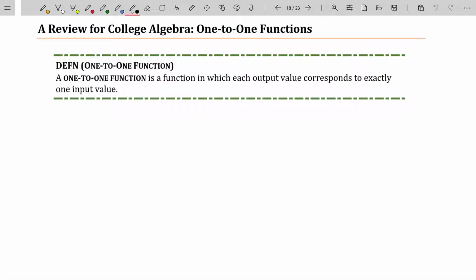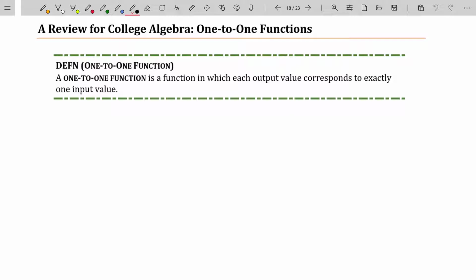Hello, my name is Roy Simpson, professor of mathematics at Cosumnes River College in Sacramento, California. This video is another video on a review for college algebra students on functions, and this time we're tackling one-to-one functions and what it means for a function to be one-to-one.